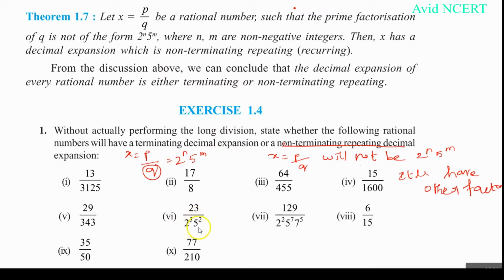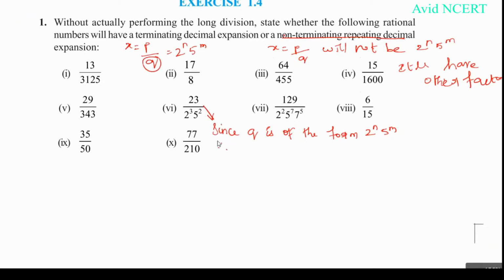Now the sixth problem: when you check q, it is of the form 2 power n and 5 power m, which means it has a terminating decimal expansion. So you have to write like this. For the sixth problem, you have to write, since q is of the form 2 power n and 5 power m, therefore 23 by 2 cube and 5 square, remaining you have to write from the question, will have a terminating decimal expansion. This is what you have to mention in your answer.